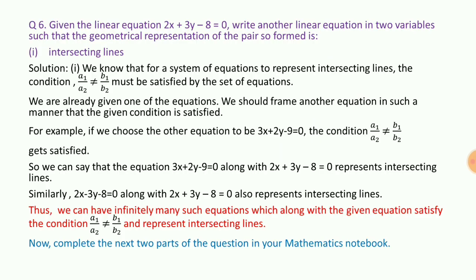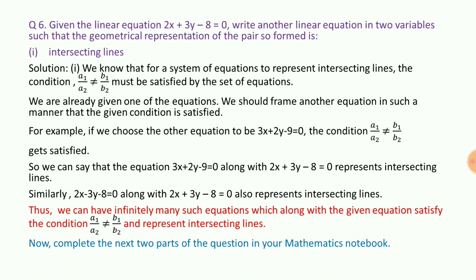Let us see the sixth question. Given the linear equation 2x plus 3y minus 8 equal to 0, write another linear equation in two variables such that the geometrical representation of the pair so formed is intersecting lines. Then you have to find out for parallel lines and the coinciding lines. Just see here, for intersecting lines it has been done for you. The next two parts, that is the parallel lines and coincident lines, you will do on your own.